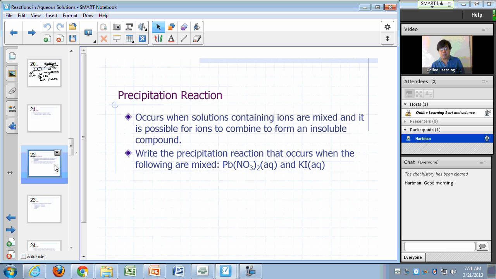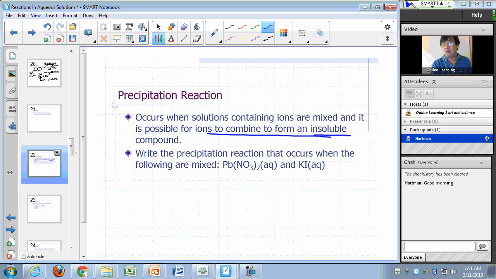Let's take a look at examples of reactions that would result when you mix solutions that have ions in them. One common type of reaction that you will encounter is that you can get ions from the two different solutions that are able to combine to form something insoluble. So if you put together two solutions that contain ions that can form something insoluble, then you get a precipitation reaction.